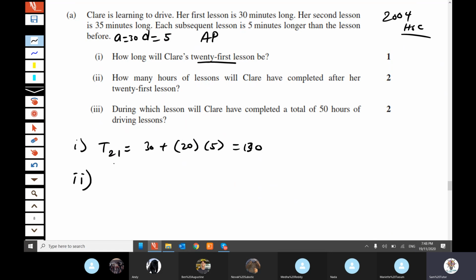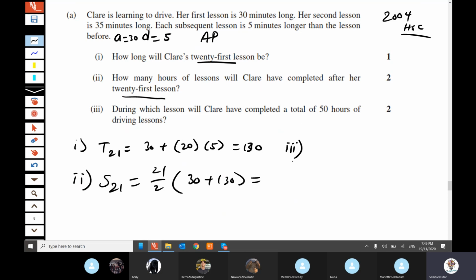Part ii. How many hours of lessons will Claire have completed after her 21st lesson? In other fancy words, that just means find the sum. But if you already know that the 21st term is 130, then I'm just going to do 21 over 2 times the first one plus the last one. Make sense? a plus l, instead of going and doing the whole big formula. It's just sugar.